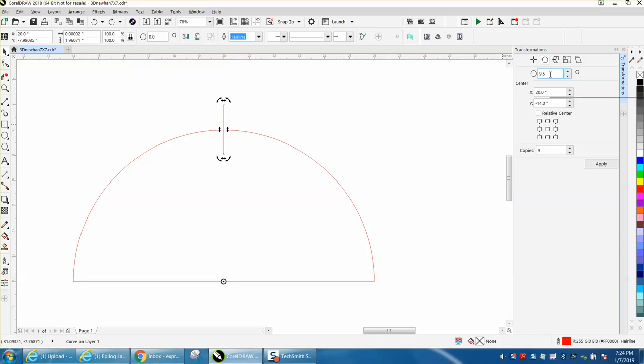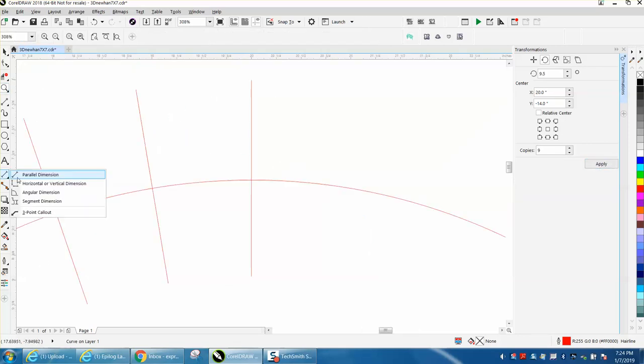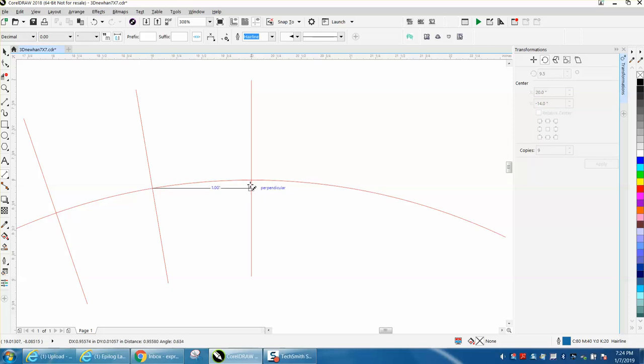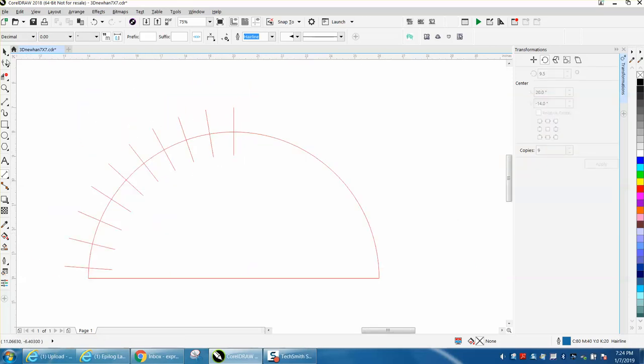I'm going to rotate it, even though it doesn't show the angle, because it's actually 9.54795. I do have my distance on 5 decimal places, but I'm going to put 9 copies. I'm going to rotate it. And if we double check the measurement, it is dead on the 1 inch. So that is very helpful.